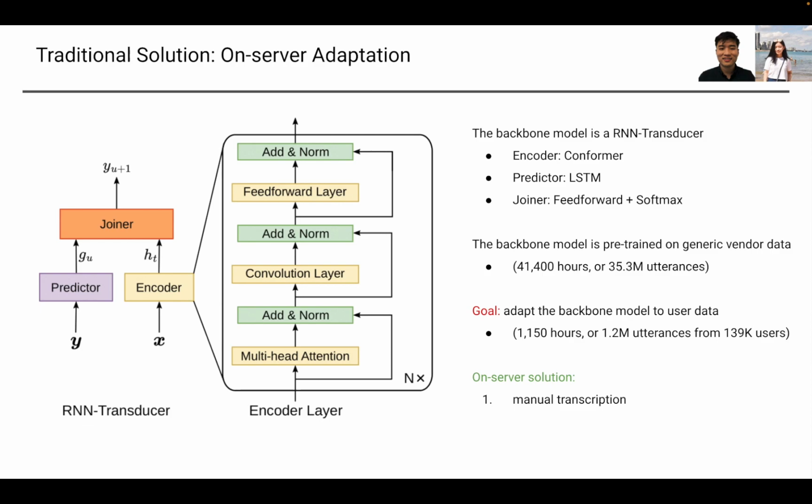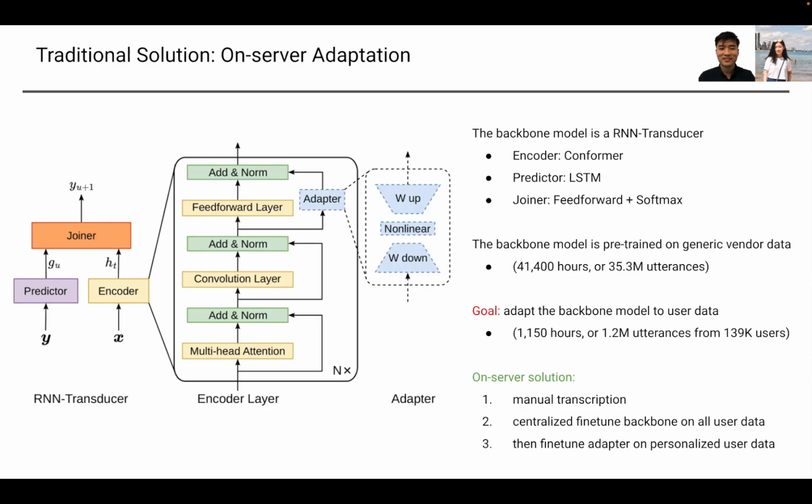In a traditional on-server adaptation setup, this would be a very simple task. First, you would collect the utterances from device to server for human annotation. Then you can use all user data to fine-tune the backbone in a centralized learning fashion. Finally, to further improve the model performance on individual users, after the backbone adaptation is finished, you can insert adapters into the encoder layers and fine-tune on user-specific data.